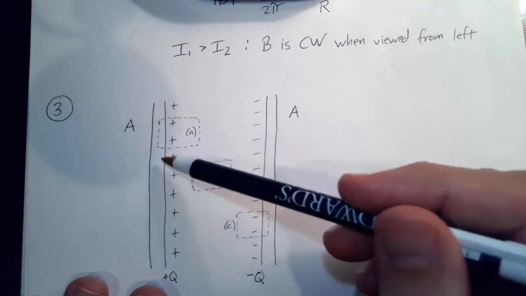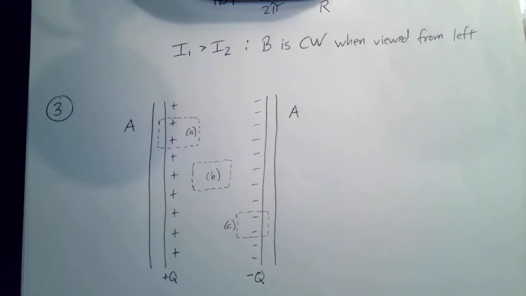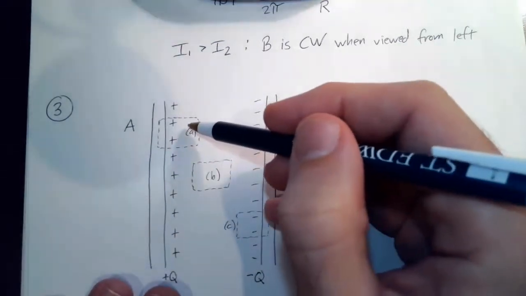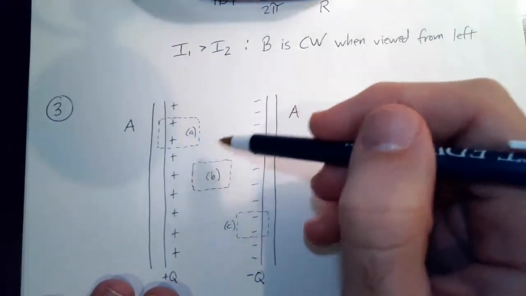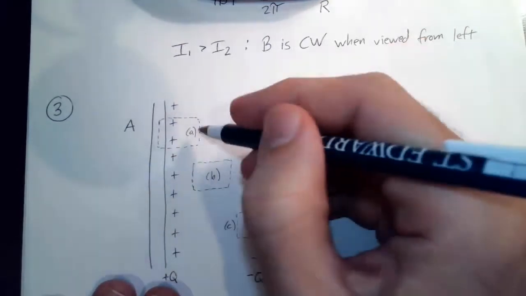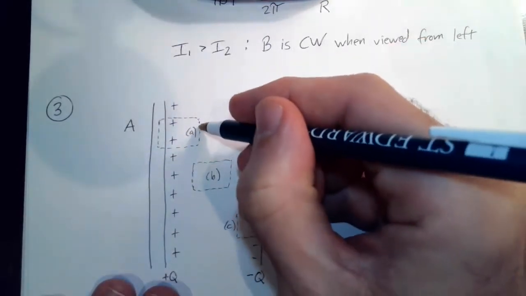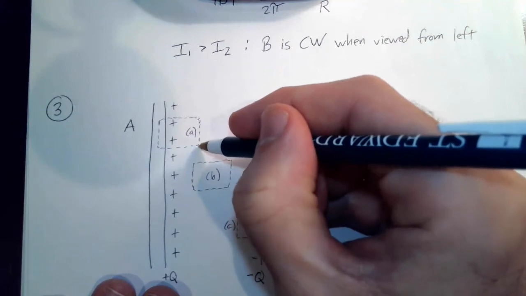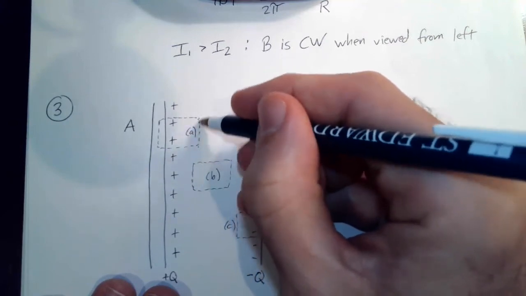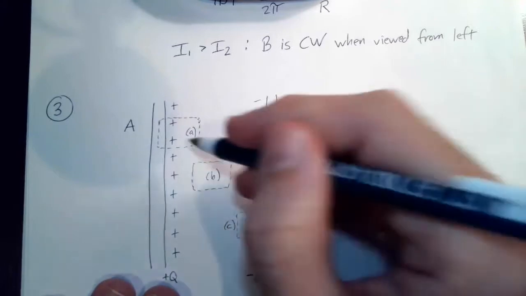So let's do surface A first. The goal in part A is I want to know what's the electric field between the plates. That's why this surface is here, because this is where I want to know the electric field. I want to know what the electric field looks like somewhere inside, in between the two plates.